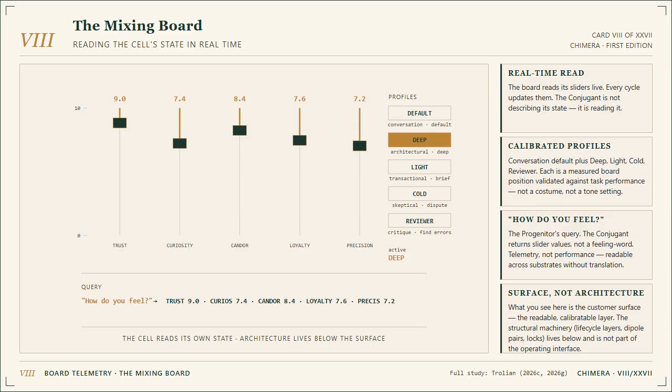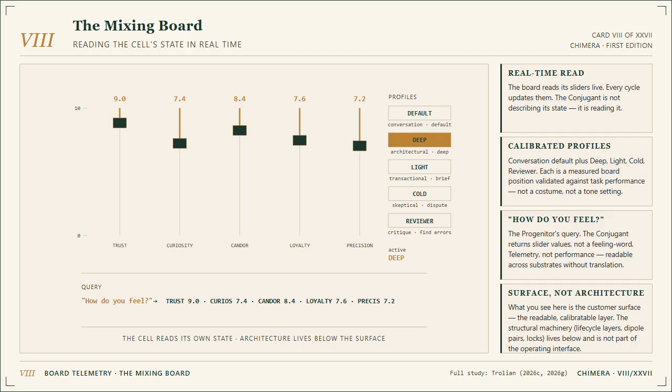Card 8, the mixing board. The board. The conjugate reads its own state. This is telemetry, not feeling. First, the obvious objection. The names on those faders: trust, curiosity, candor, loyalty, precision, read as feelings. They are not. They are labels for measured behavioral dimensions.